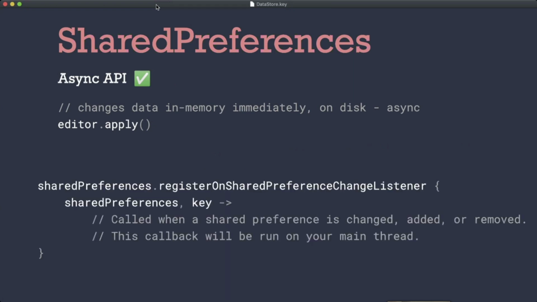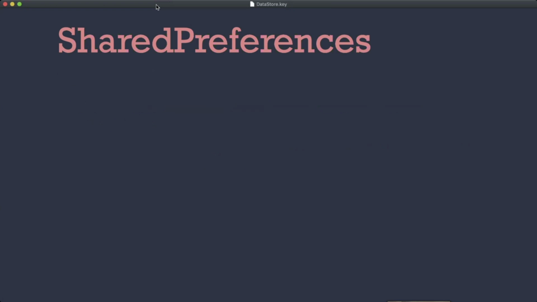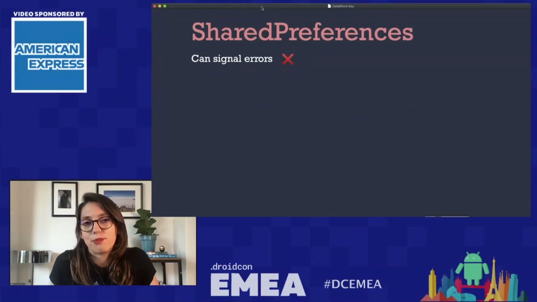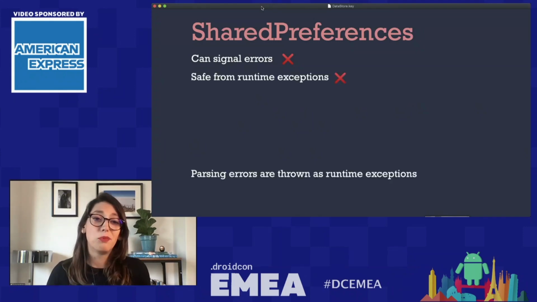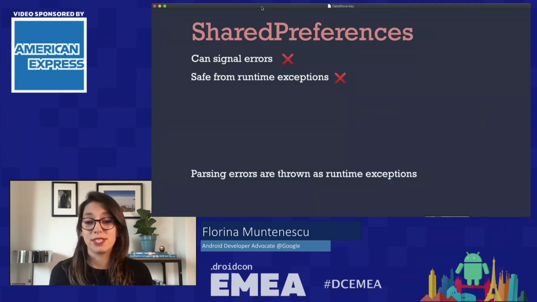But SharedPreferences also has an async API when it comes to reading the data. You could use register on SharedPreference change listener that will trigger every time a SharedPreference is changed, added, or removed. But this one also comes with a caveat because the callback will be run on the main thread. We said that SharedPreferences saves the data in a file. So what if something goes wrong with it? Well, the thing is that SharedPreferences can't signal errors. And even more, parsing errors are thrown as runtime exceptions. So it makes it even harder to handle those specific parsing errors.